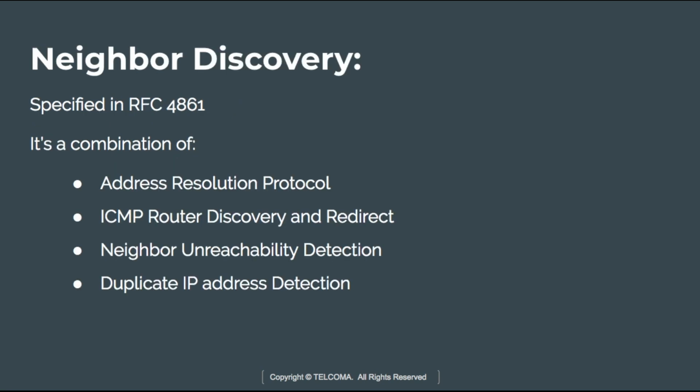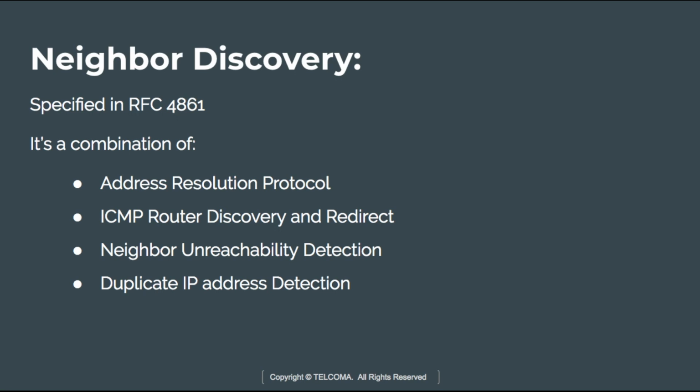So here, neighbor discovery is specified in RFC 4861. This neighbor discovery is a combination of different processes like address resolution protocol, ICMP router discovery and redirect protocol, neighbor unreachable detection, and duplicate IP address detection. So neighbor discovery is doing a lot of work that in IPv4 is done by separate protocols. The address resolution protocol is used to resolve IPv4 addresses into IPv6 addresses, and vice versa.